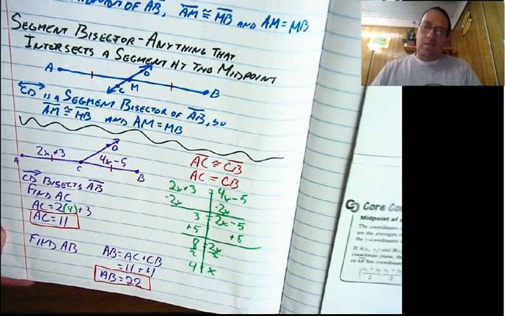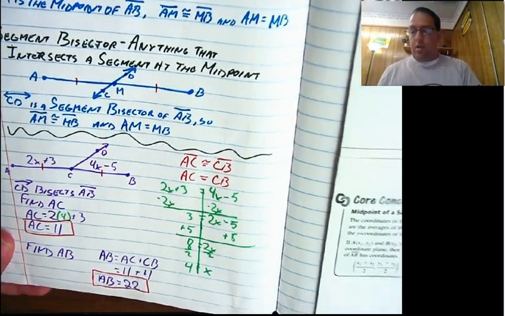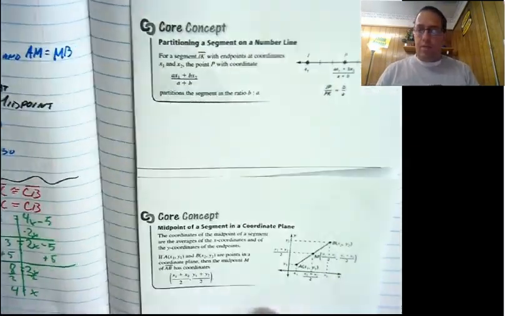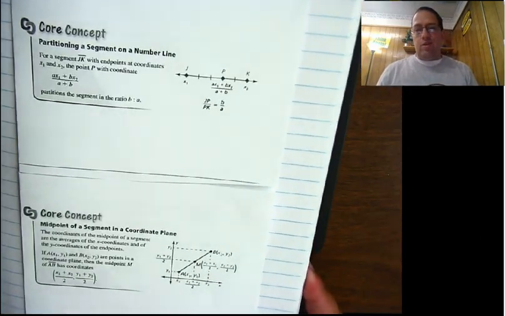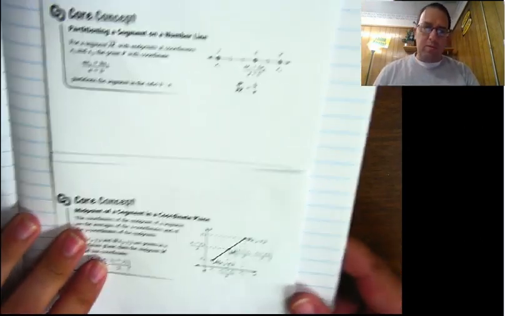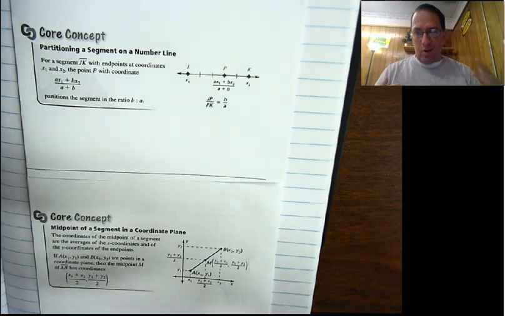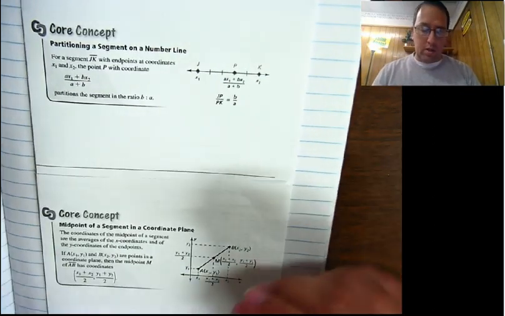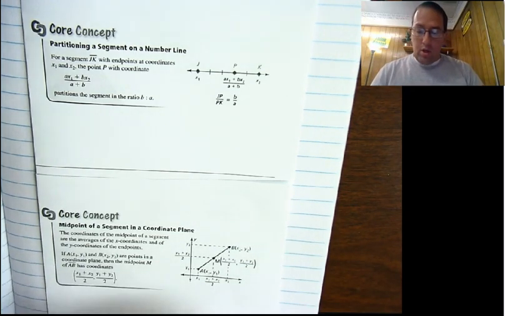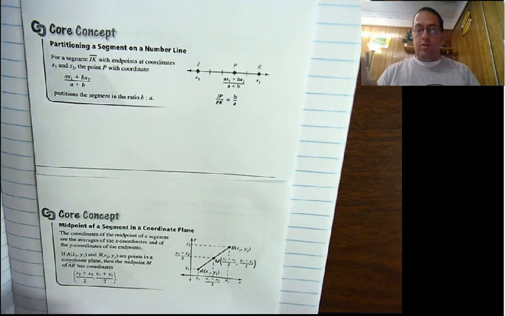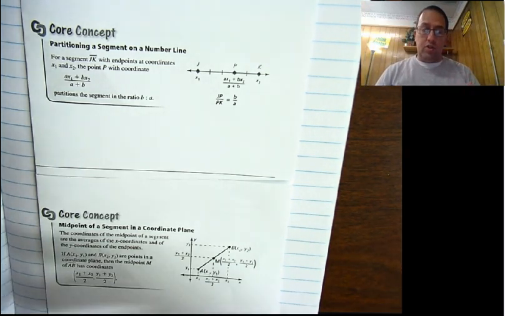But now we're going to talk about partitioning a segment on a number line. This, not quite so simple. Sometimes, but not usually. Fairly complicated, but not terrible. It's not like some of the other things we'll do later on. So here we go. Partitioning a segment on a number line. Partition means to cut it into pieces, to separate things, right?